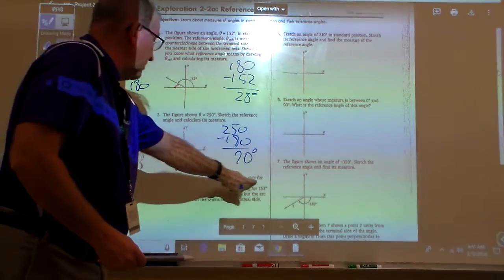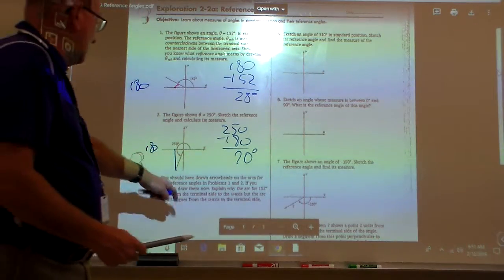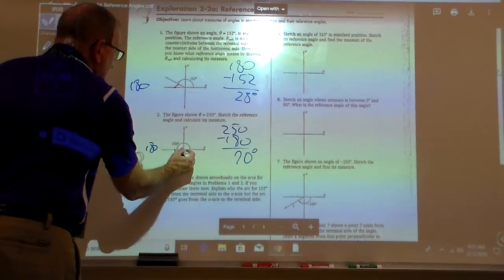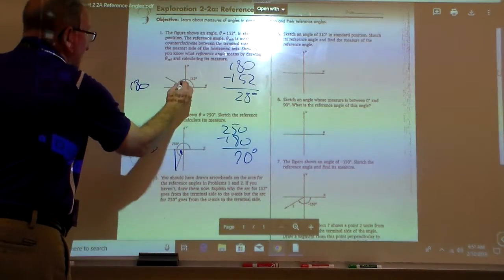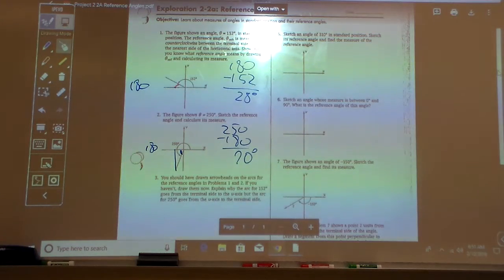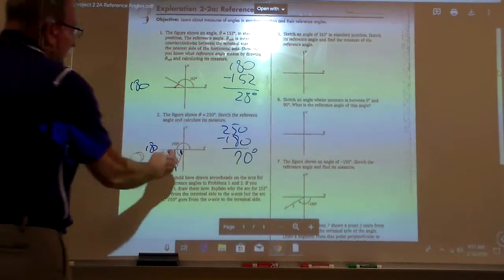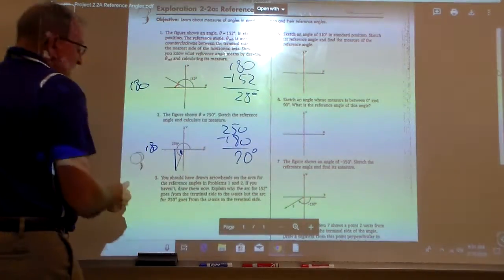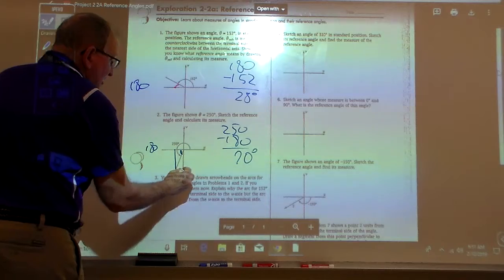So what I want to do now is this. It says you should have drawn the arrows and the arcs for the reference angles in your problems 1 and 2. We haven't, so draw them now. So there's my little alpha angle. Already have that one drawn right there. Explain why the arc for 152 degrees goes from the terminal side to the x-axis. In other words, how come it wants to know why both of these go back to the x? How come we didn't do that there?